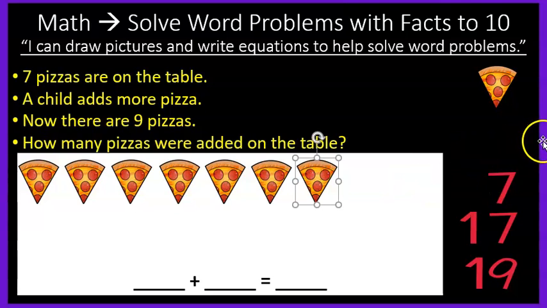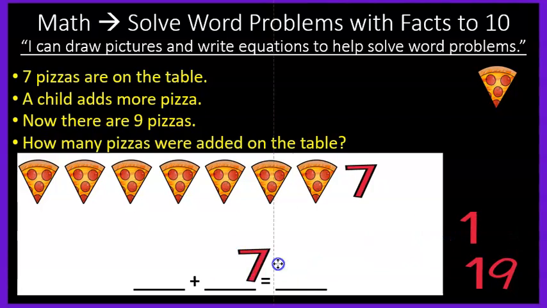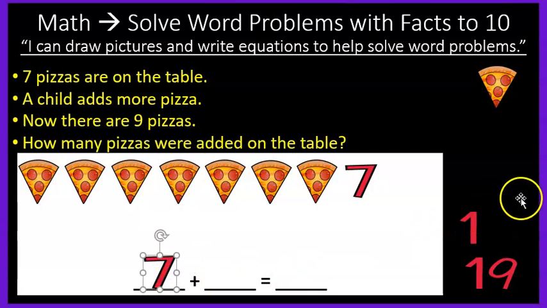We have 7 pizzas now that we put on the table. Since there are 7 pizzas here, I'm going to put 7 there because you know quickly that there are 7 pizzas already here. Since there are 7 pizzas, you're going to put 7 up here in front first, okay? 7, and look at that. We're finished with this first number here.